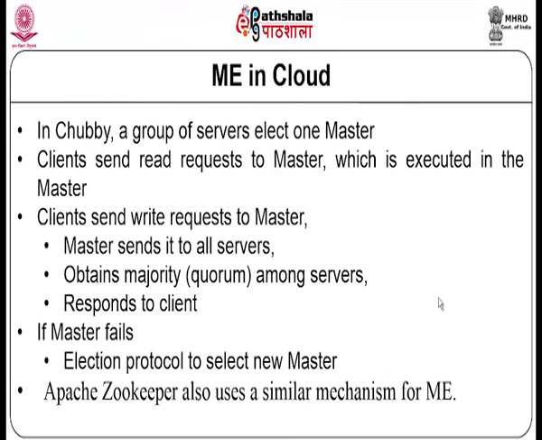A similar mechanism is also available in Apache Zookeeper. Zookeeper is another tool extensively used in the cloud environment, and it also has a similar mechanism for mutual exclusion. Now, besides these two algorithms which we have discussed, there are other algorithms which are purely distributed. The problem of a centralized algorithm, like we discussed in Chubby, is that the master may fail at any point in time. If the master fails, then we get into the problem of electing another master, and until the master is elected, we cannot continue with the rest of the work.